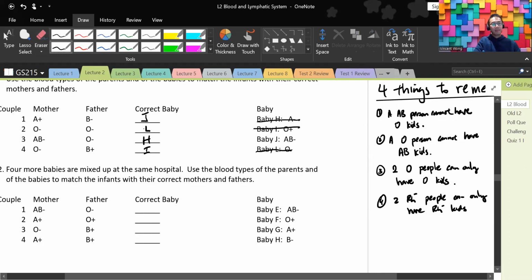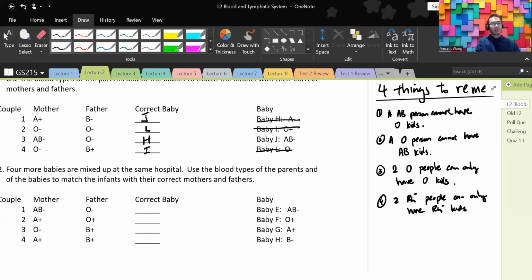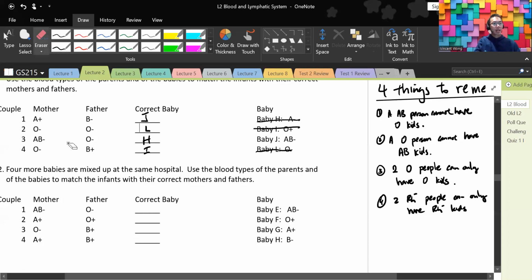Professor, for the number 3 couple, the answer is H? Yes. So which rules will be applicable? 2 and 1, right? Because O cannot have AB and AB cannot have O. Yeah, so that's the answer.